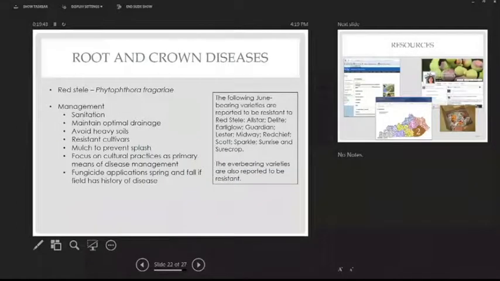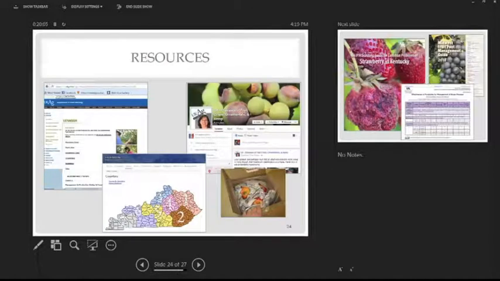So management: sanitation, get out any infected plants right away. Good drainage is absolutely critical. There are some resistant cultivars out there if you have a history of disease in the site. And then you could use fungicides as a drench to suppress, again, just to buy yourself some time to get to that harvest point. So I know I talked about a lot of those really quickly.